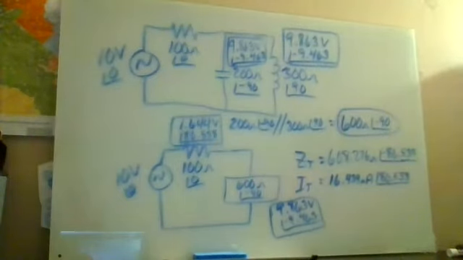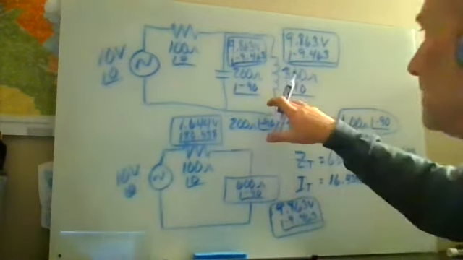And now, what do I have to do? Now I have to find the current through my capacitor and the current through my inductor. How do I do that? Voltage drop across my capacitor divided by the impedance, which is 200 at an angle of -90, gives me my current. For the current through the inductor, voltage drop across the inductor divided by the impedance, which is 300 at an angle of 90, gives me my current through my inductor.